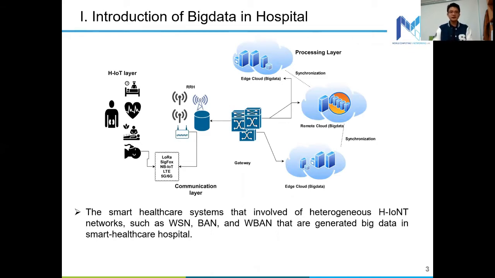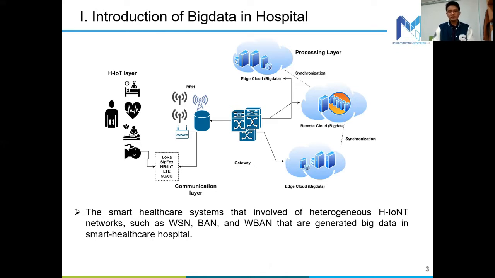As shown in this figure, the figure presents the overall big data system in hospital communications, in smart hospital communications. There are 3 layers, including the healthcare Internet of Things layer. This layer is mainly focused on the physical layer, located on the user side. This layer will be a convergence of the various health Internet of Things, including wireless sensor network, body area network, and wireless body area networking.